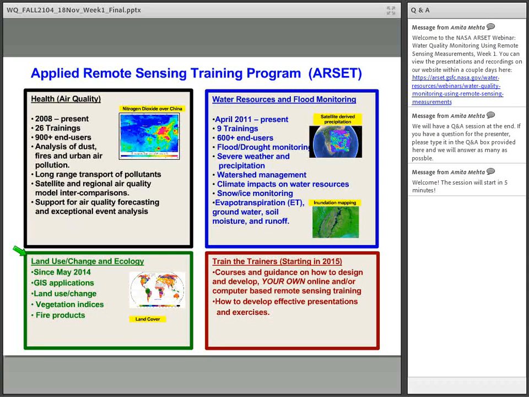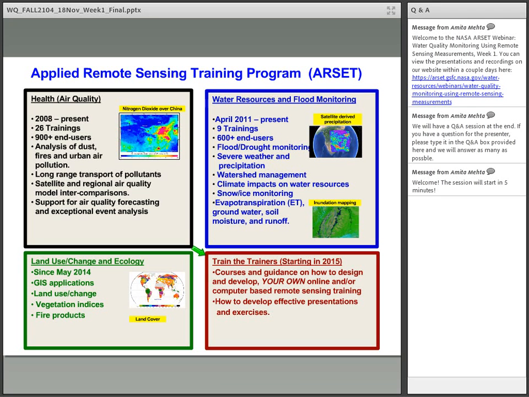Land use started earlier this year, and a webinar is currently going on in this area. This is also a very popular topic for agricultural and ecological management.